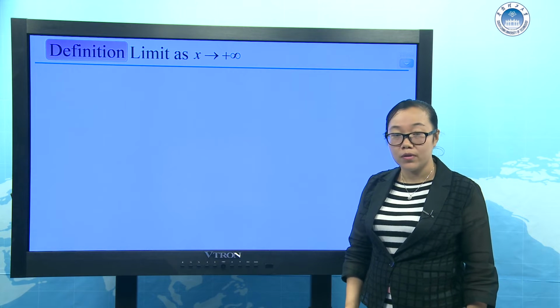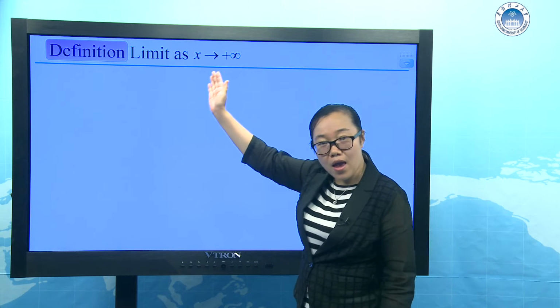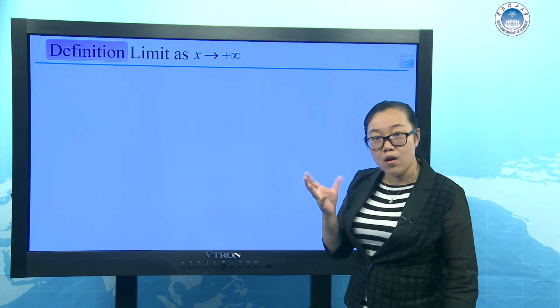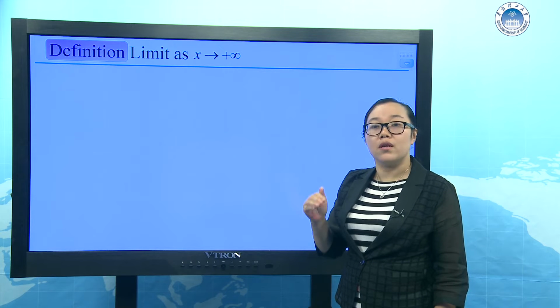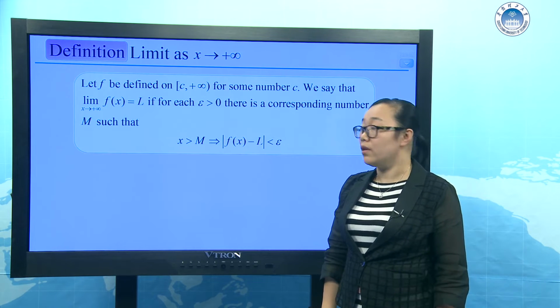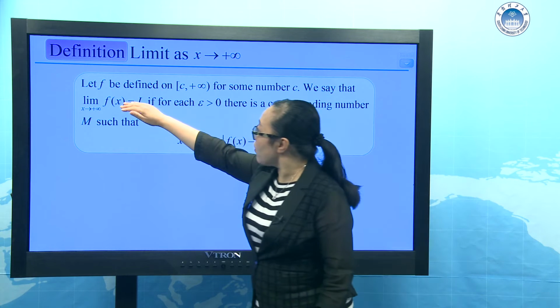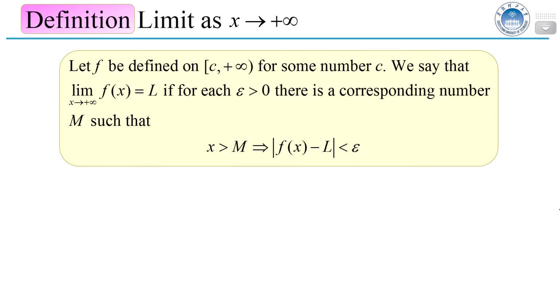So now look at the definition. Limit as x tends to positive infinity. How to describe x tends to positive infinity? So now look at the corresponding definition. Let f be defined on the closed-open interval [c, positive infinity). How to express this? This means a half closed and half open interval, for some real number c.